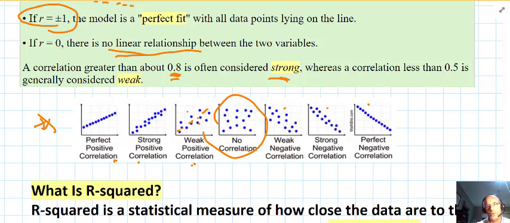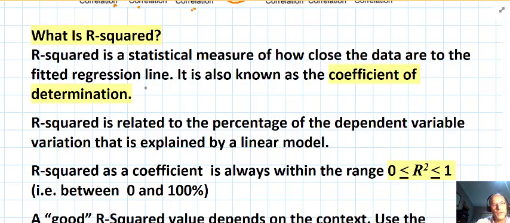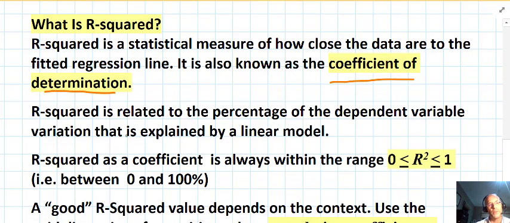Alright, let's look at R squared now, the second of the two that we're looking at. R squared is called the coefficient of determination. The first one is called the correlation coefficient, and this is called the coefficient of determination. It's a statistical measure of how close the data are to the fitted regression line. That's quite similar to lowercase r in its purpose. R squared is related to the percentage of the dependent variable variation that is explained by a linear model.